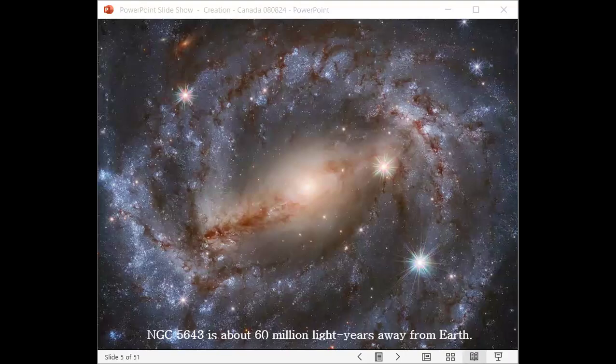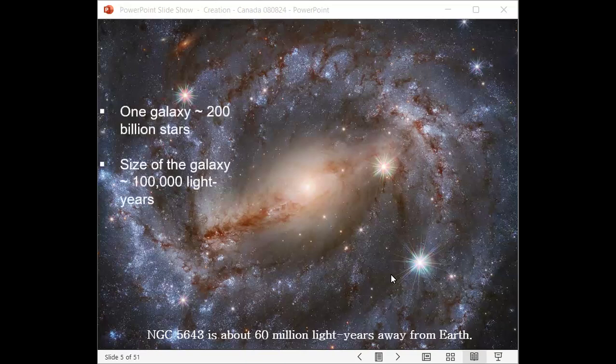Does anyone know the diameter of our own Milky Way? Anyone know the diameter? It is about 100,000 light years. 100,000 light years, okay? So our galaxy contains about 200 billion stars. Our sun is one of these stars.